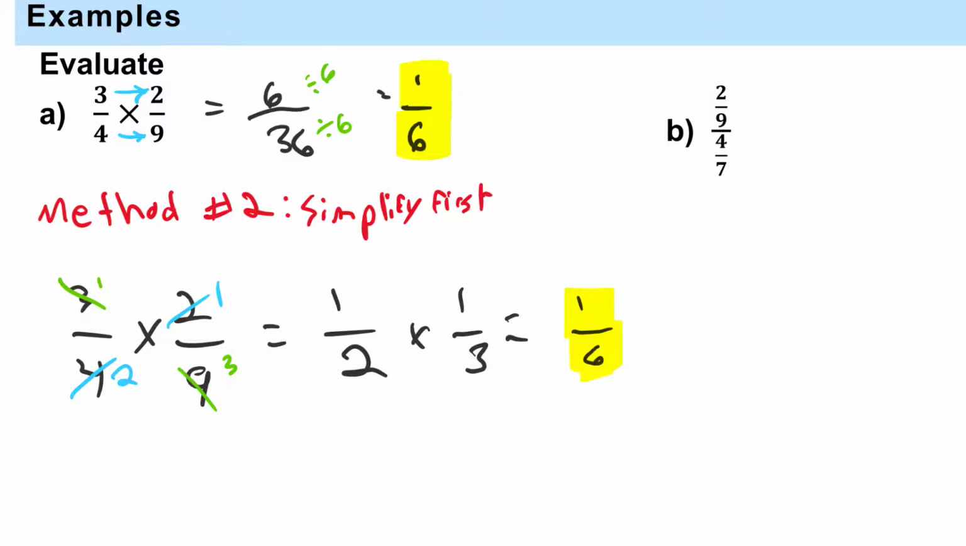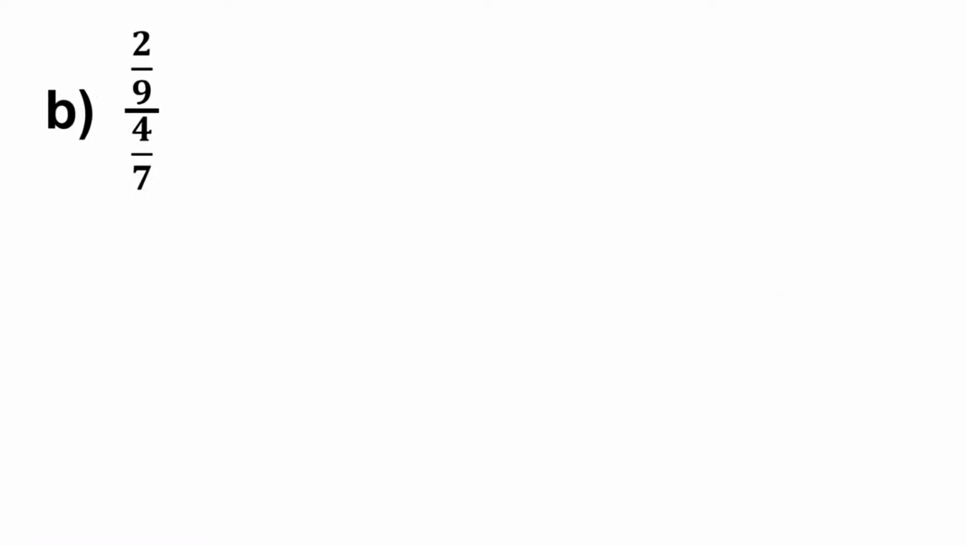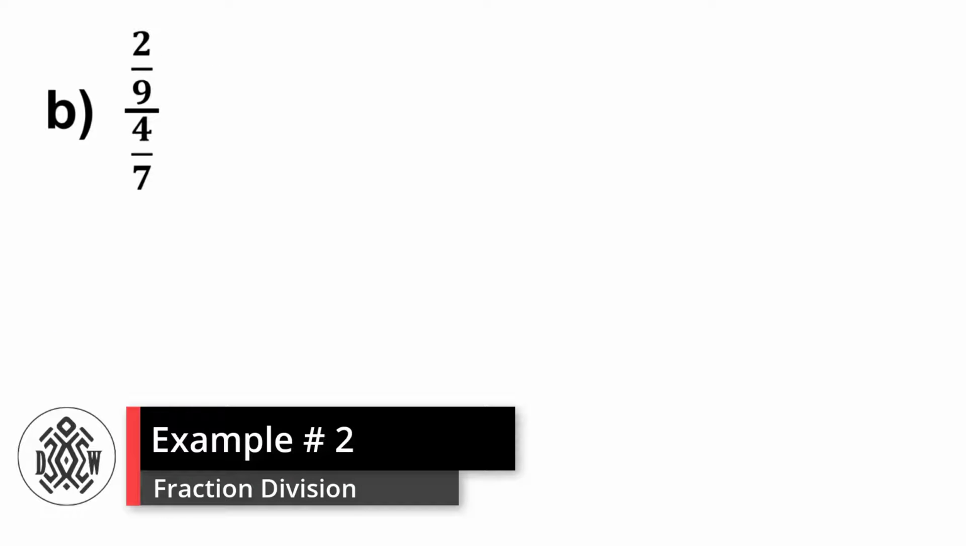Now if we move on to number B, we have a division of fractions. The key thing to remember for division of fractions is flip and multiply.